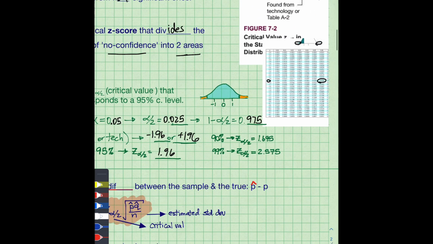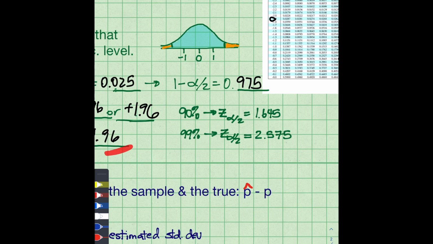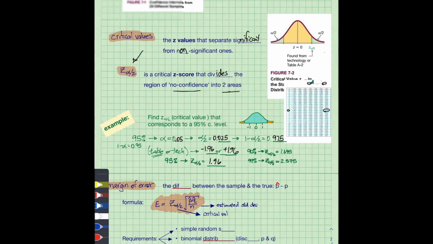If you were to do the same problem again, only this time for 90% or 99%, these are the values you would get: positive 1.645 or 2.575. So notice how extreme this is for 99% compared to 90%, which is a looser z-score. All right?